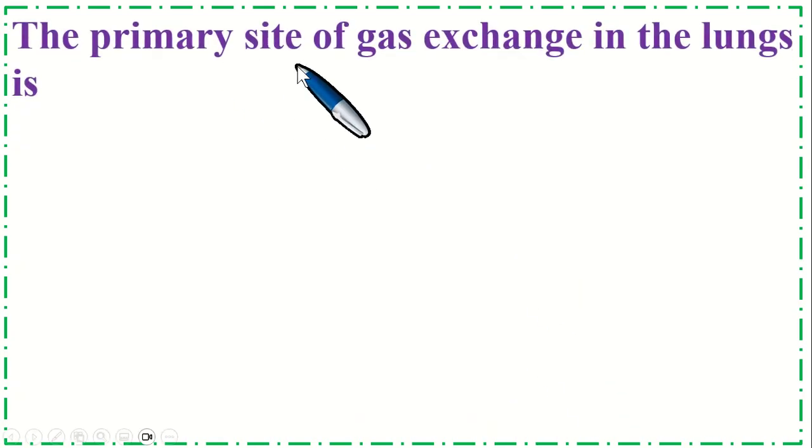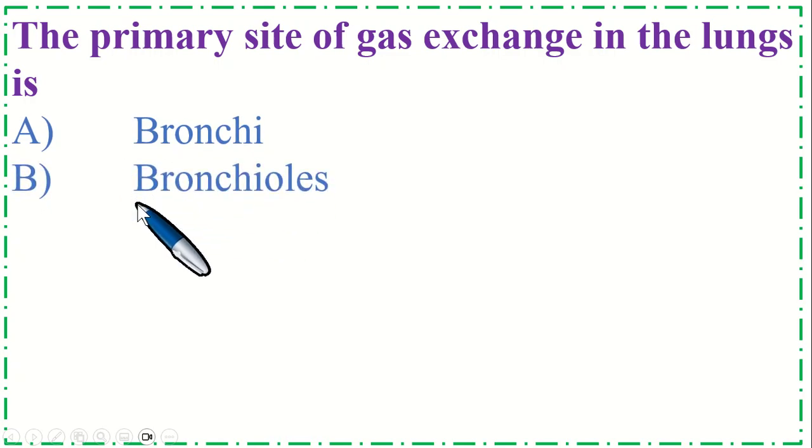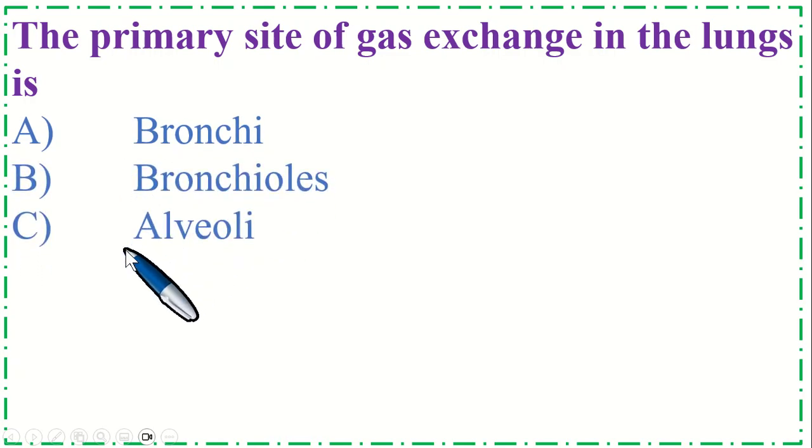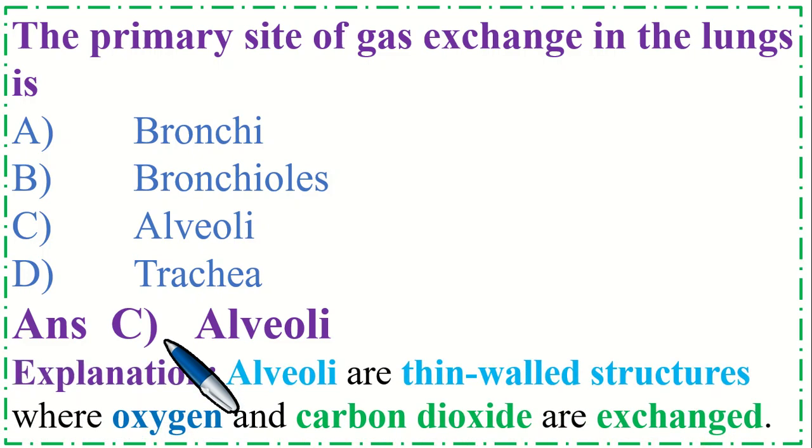The primary site of gas exchange in the lungs is option A bronchi, B bronchioles, C alveoli and option D trachea. So the correct option is C alveoli. Alveoli are thin-walled structures where oxygen and carbon dioxide are exchanged.